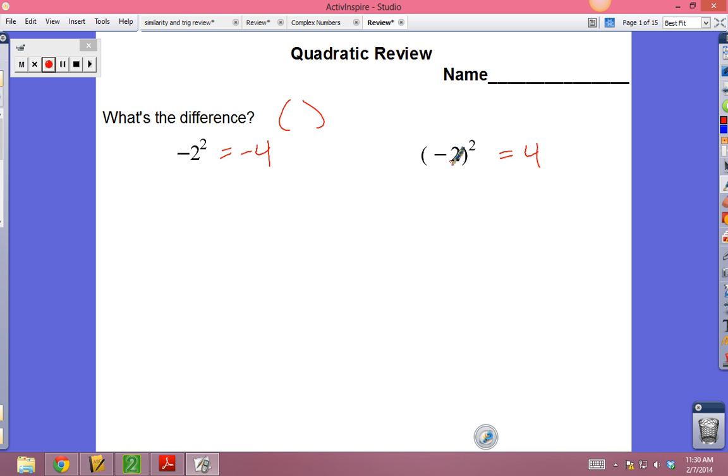If you have a -2 squared in parentheses, that means you have a -2 times a -2. That means you're squaring the 2 and the negative, a negative times a negative. That's how come you get a +4. If you don't put it in parentheses, that means you're only squaring the 2. So you're going to have a -2 times 2, and that's going to be -4.